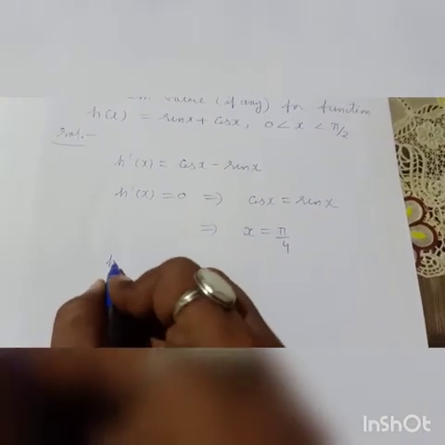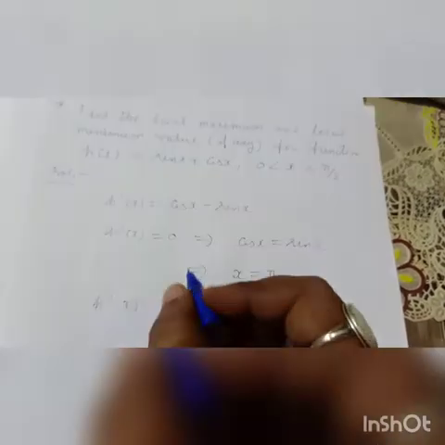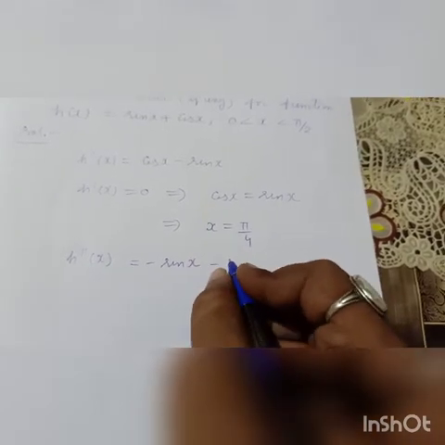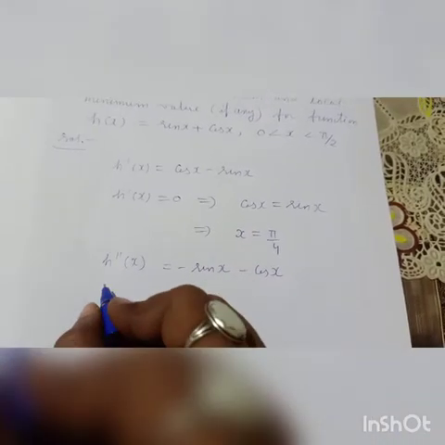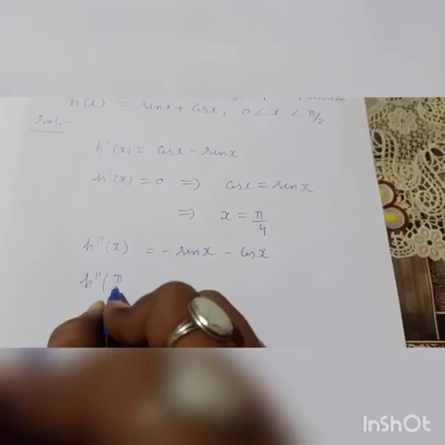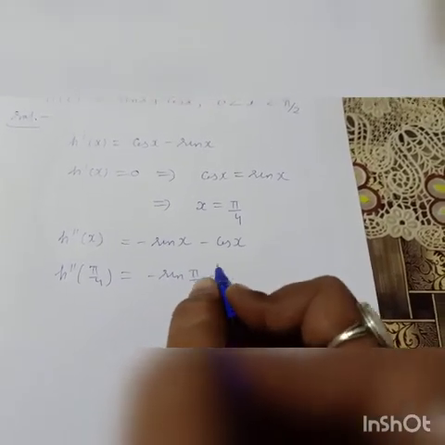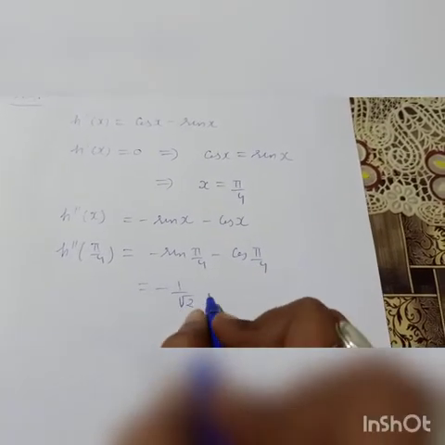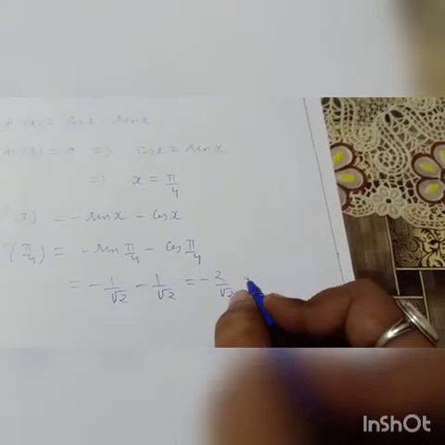Now we will find the second derivative, that is h double dash x. It will come out as minus sin x minus cos x. If we put these values in this equation, then you will get h double dash pi by 4 equal to minus sin pi by 4 minus cos pi by 4. This equals minus 1 by root 2 minus 1 by root 2, that is minus 2 by root 2, which equals minus root 2.